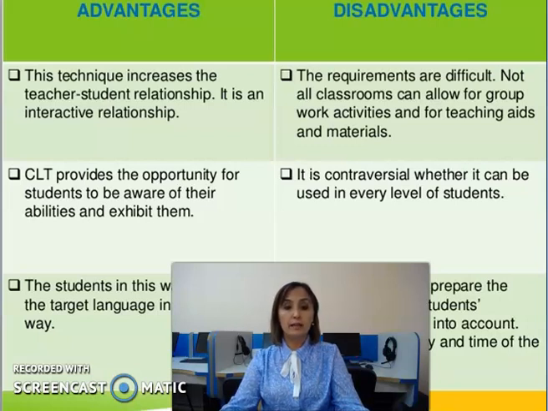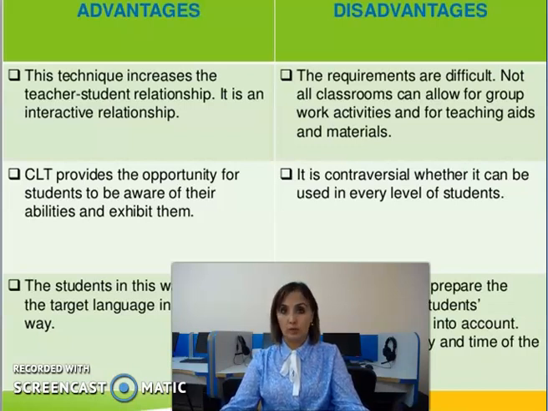CLT, that's communicative language teaching, provides the opportunity for students to be aware of their abilities and exhibit them. Because when they act out their dialogues or their conversation or their role playings, they will surely improve their interaction skills, and they will surely improve their pronunciation and speaking skills too. So students in this way can learn the target language in an enjoyable way.